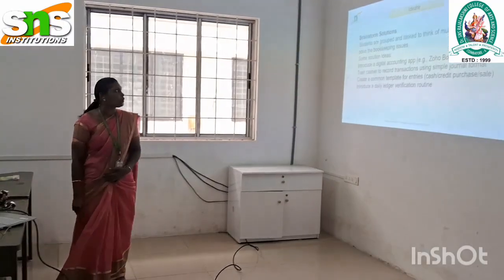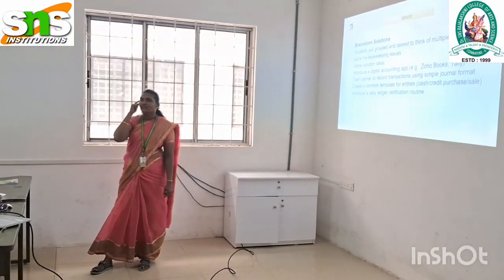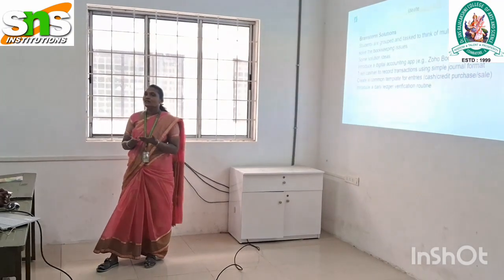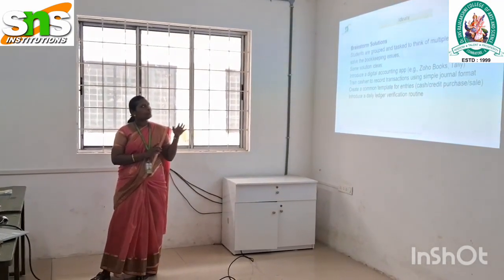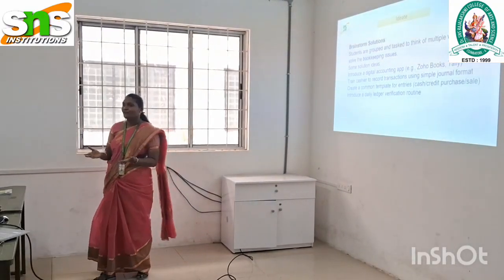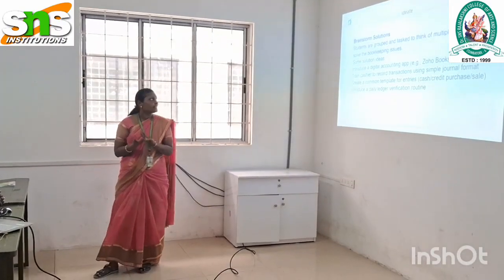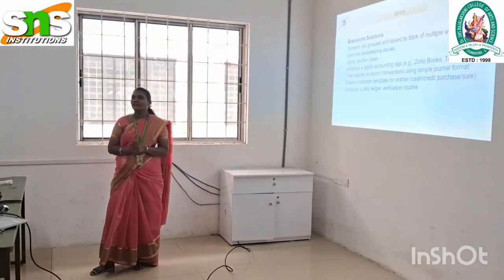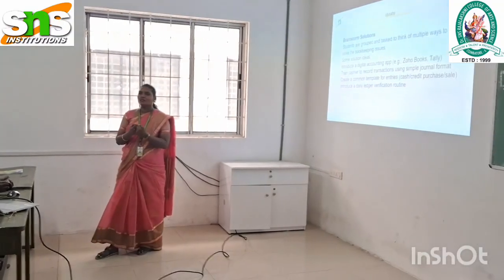Then move on to the third one, the ideate stage. In this stage of ideation, we have to think what we can do to solve such a problem. Students can be grouped and tasked to think of multiple ways to solve the bookkeeping issues. Now it's your part. You have to tell me the suggestion. What are the things that can be done to solve this issue? What can be done? Can anyone tell me any suggestion?